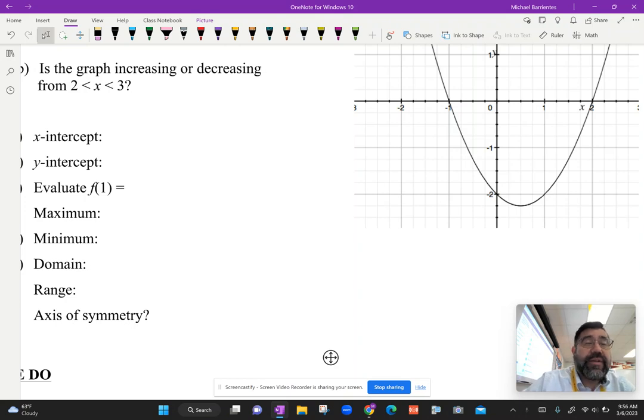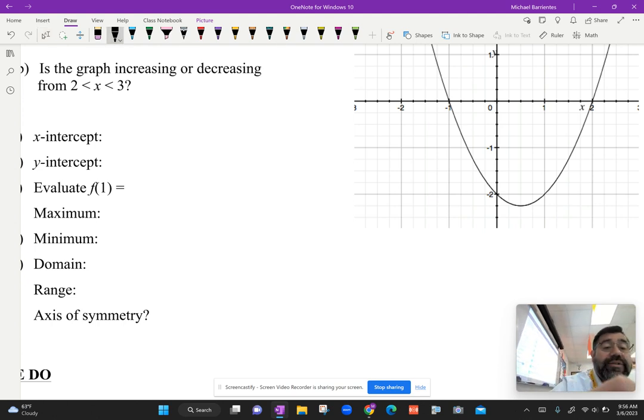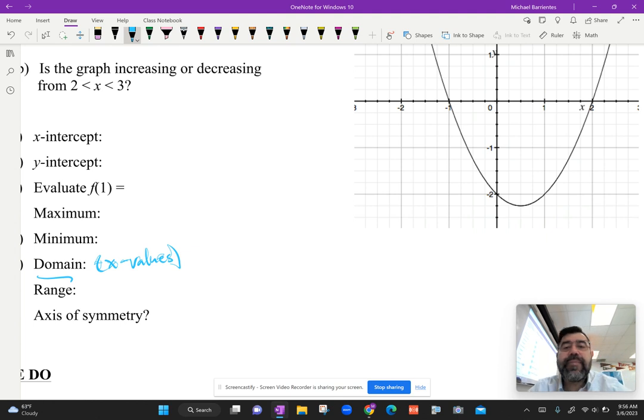Domain and range are things or ideas that you started back in Algebra 1, maybe even before Algebra 1. The idea of domain and range tells us where the function that we're talking about actually exists. And so when we talk about domain, I need you to remember that domain is always talking about x values, right? So on what x values does the graph exist? And then range is the y values. So on what y values does the graph exist?